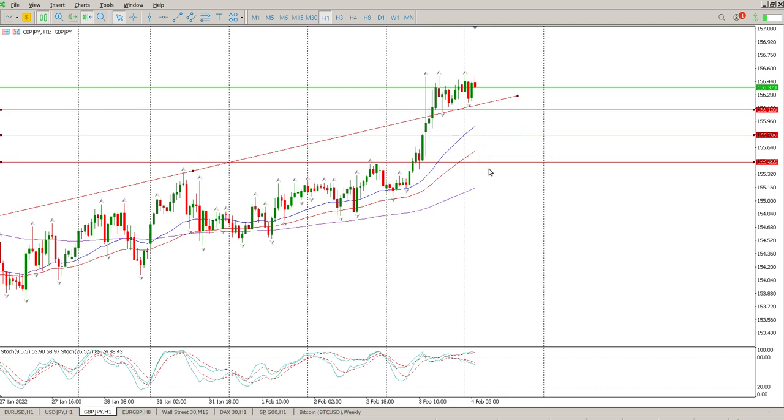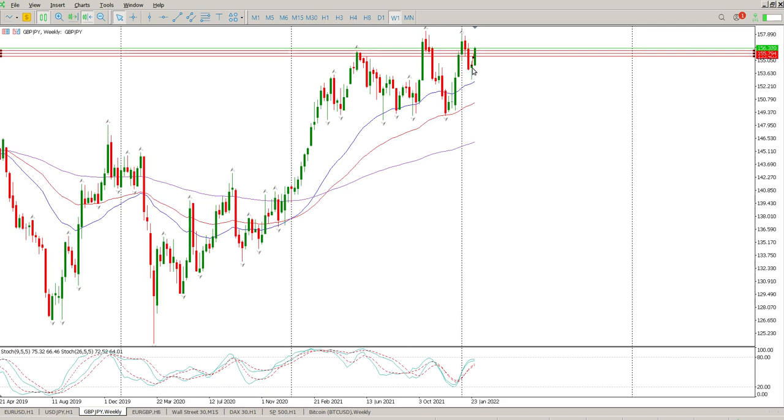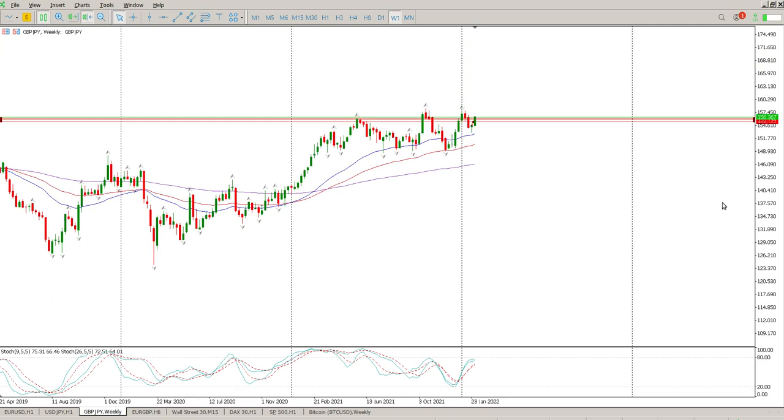So any pullback into here and some bullish price action, then I'd anticipate another move to the upside. So 155.794, or alternatively 155.465. Just want to quickly have a look at the weekly. If you have a look at the weekly, we had this pin bar here, and now we've got this engulfing bar forming. So yeah, trend is up on the weekly.